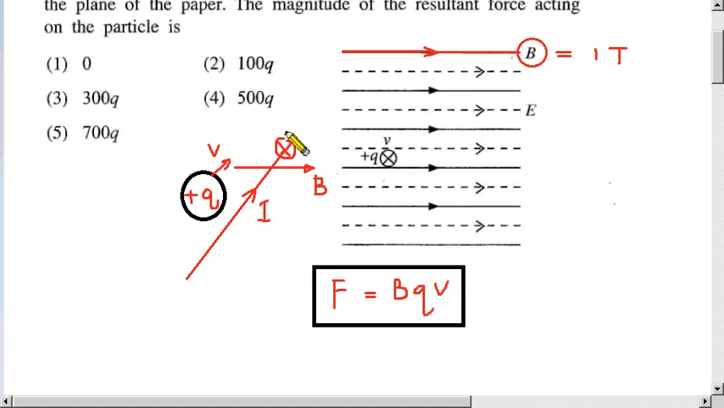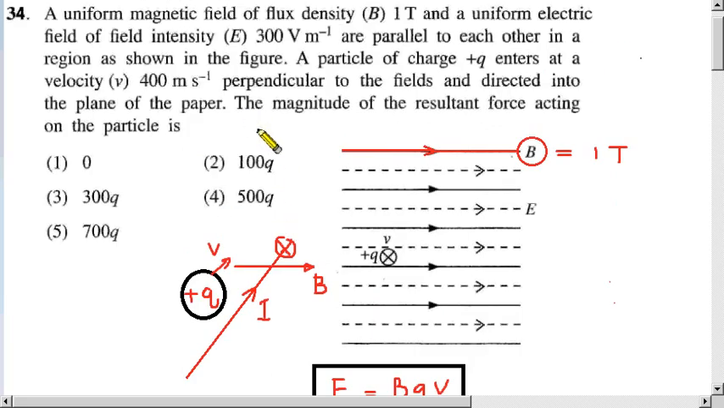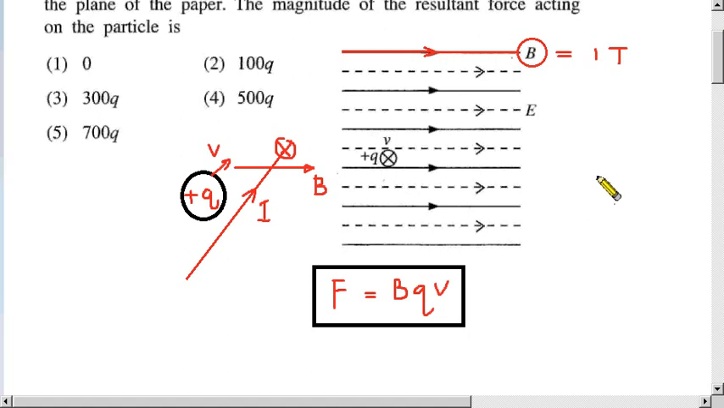So to find out the direction, because they are asking the magnitude of the resultant force acting, we have to find out the direction definitely, because to find out the resultant there must be actually two forces, so we have to find out the resultants like this. So direction of this force, magnetic force, you must know first of all.